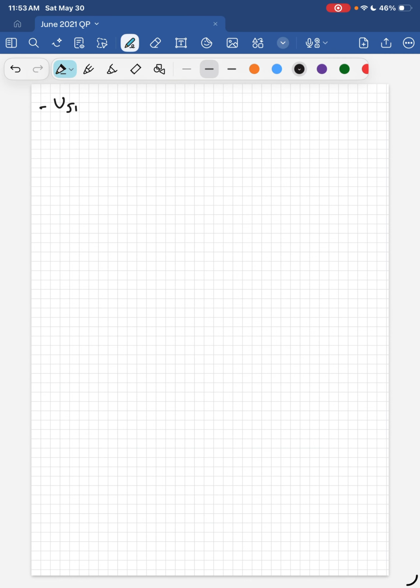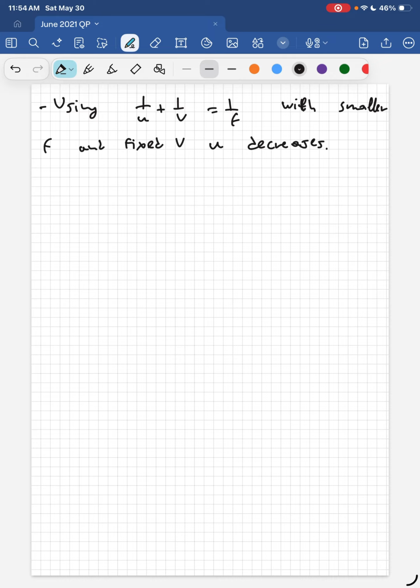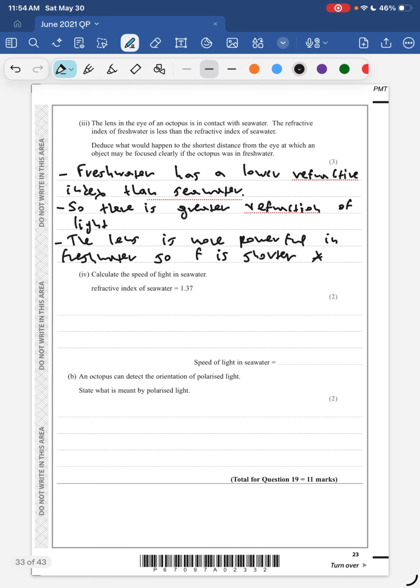So using 1 over u plus 1 over v is 1 over f, with smaller f and fixed v, u decreases. So the shortest distance also decreases. And that's the answer.